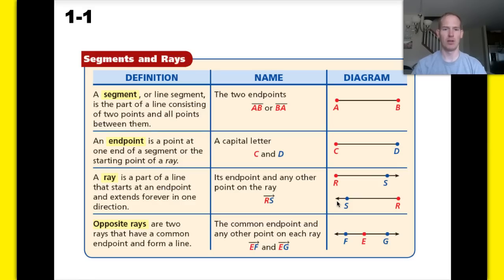Opposite rays are two rays that have a common endpoint and form a line. They are named by the common endpoint and any other point on each ray. So EF would be starting in the middle, going to the left. EG starts in the middle, going to the right. Always with a ray, we name it with the arrow going to the right, doesn't matter which way it is going on the diagram.